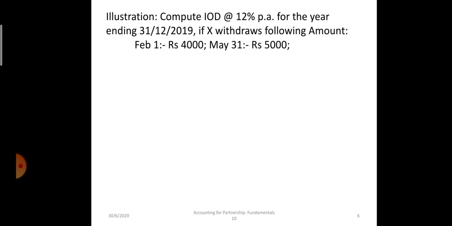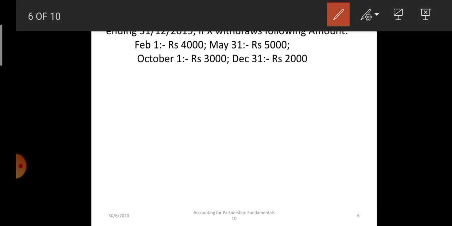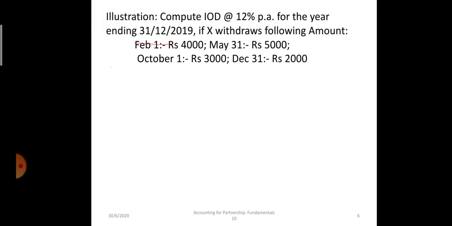Partner X had withdrawn on 1st Feb 4,000 rupees, on 31st May 5,000, on October 1st 3,000, and on December 31st 2,000 rupees. The books are closed on 31st December. So from January to December we have to calculate the time. It's a calendar year, not a financial year.